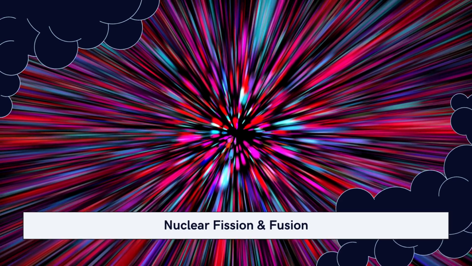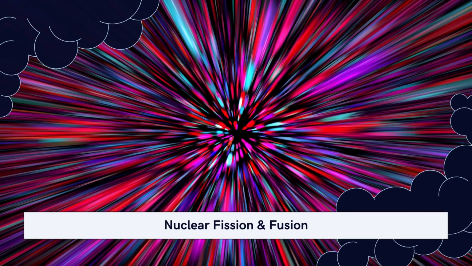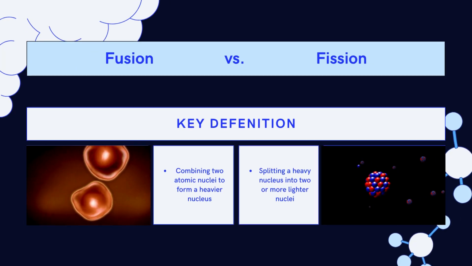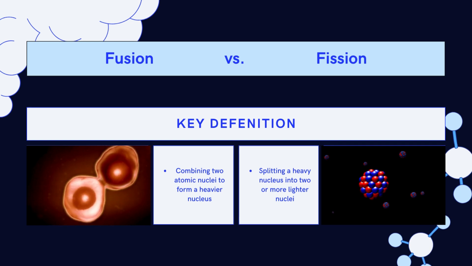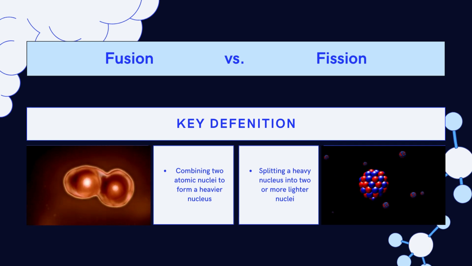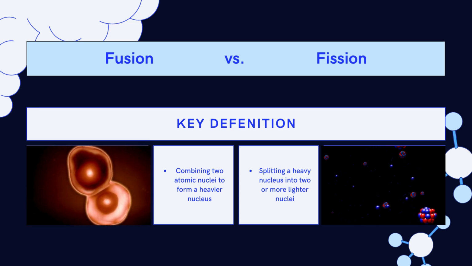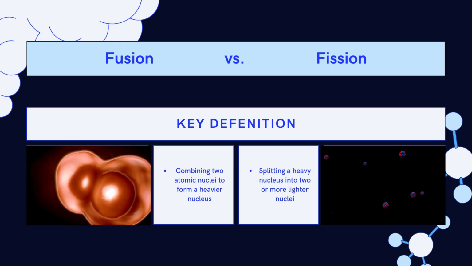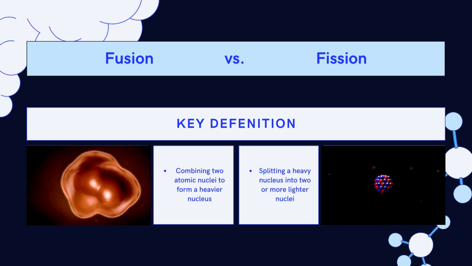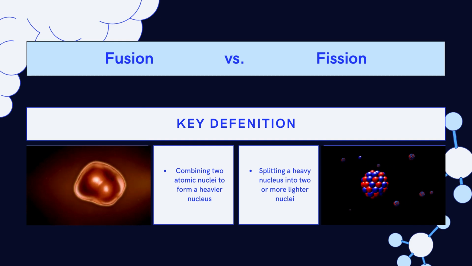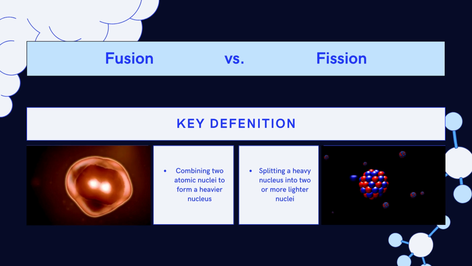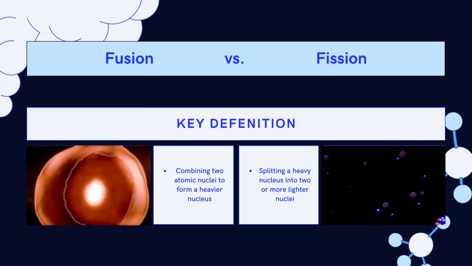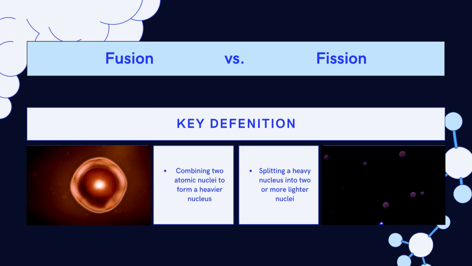Nuclear fusion and fission are two processes involving atomic nuclei. Nuclear fusion is the process of combining two atomic nuclei to form a heavier nucleus, while nuclear fission is the process of splitting a heavy nucleus into two or more lighter nuclei. Fusion powers stars, releasing tremendous energy by combining light nuclei, while fission, used in nuclear power plants, generates electricity by splitting heavy nuclei and releasing energy, but also produces radioactive waste.